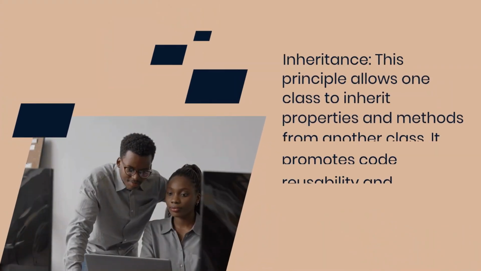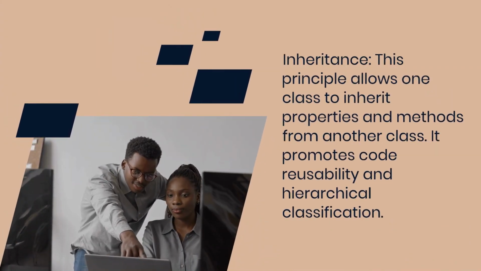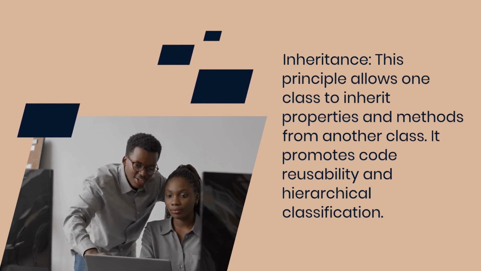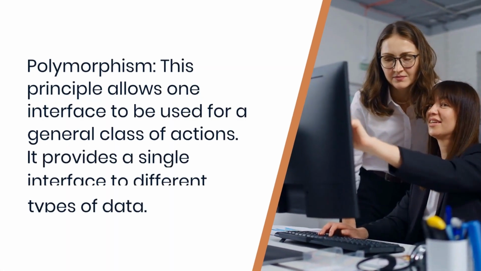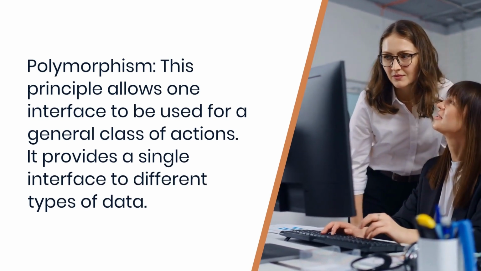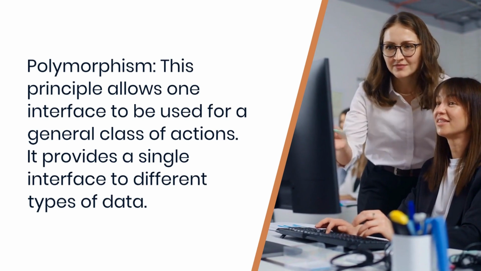Inheritance. This principle allows one class to inherit properties and methods from another class. It promotes code reusability and hierarchical classification. Polymorphism. This principle allows one interface to be used for a general class of actions. It provides a single interface to different types of data.